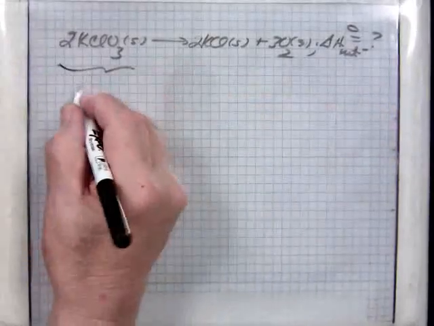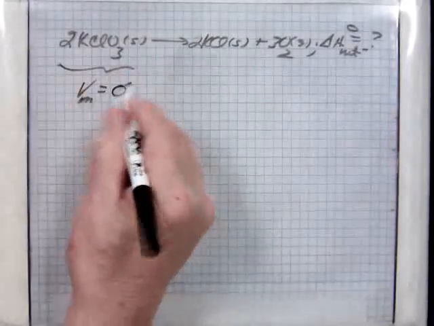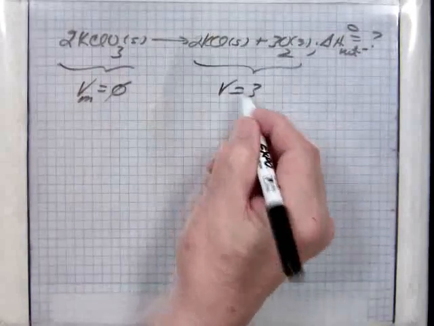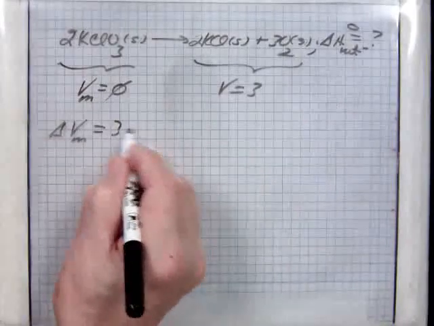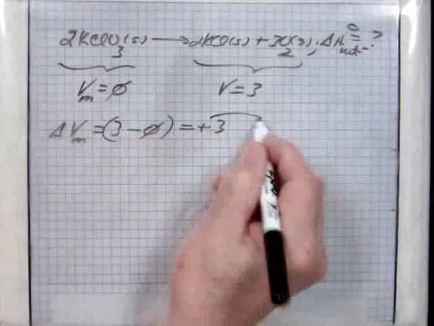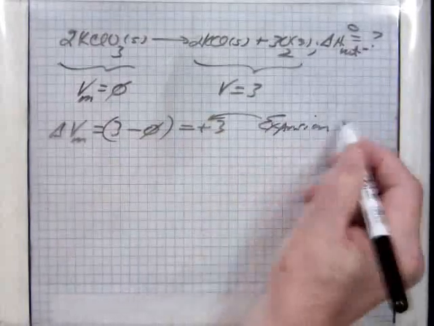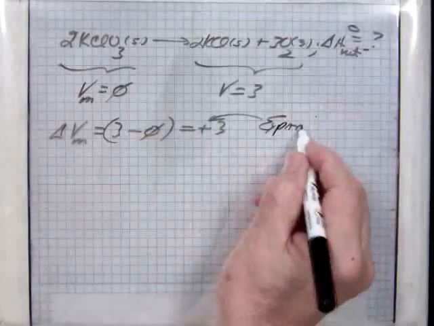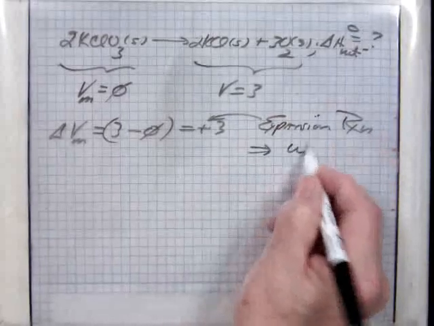because we can get work right now. So molar volumes on the reactant side is 0. Well, the molar volumes on the product side is 3. So your change in molar volume is 3 minus 0, which is equal to a plus 3, and that says you have an expansion reaction. And this gives you your work.